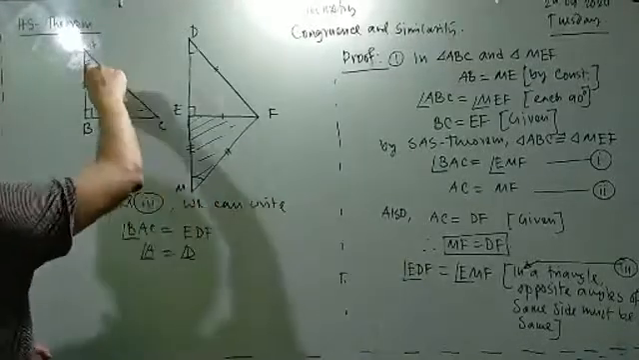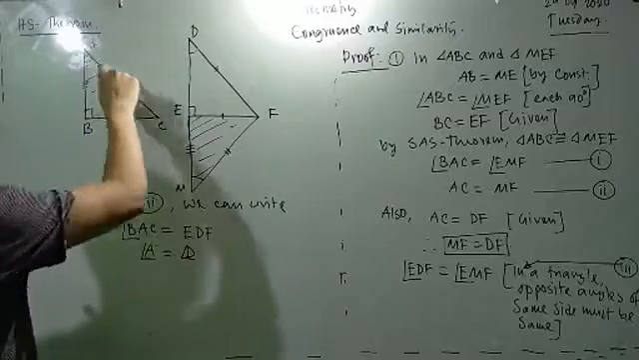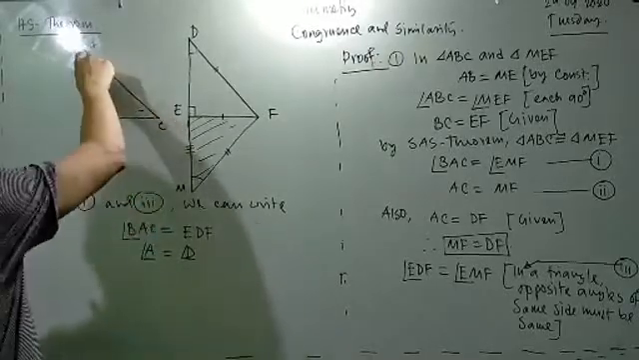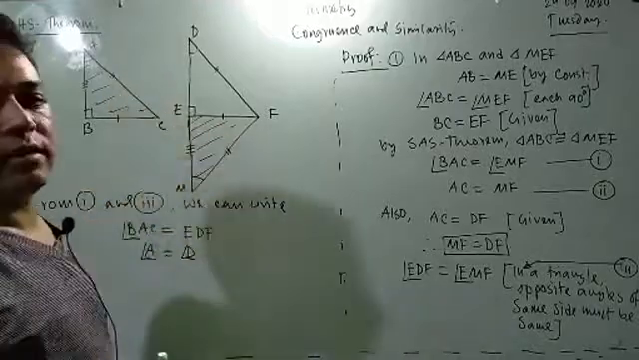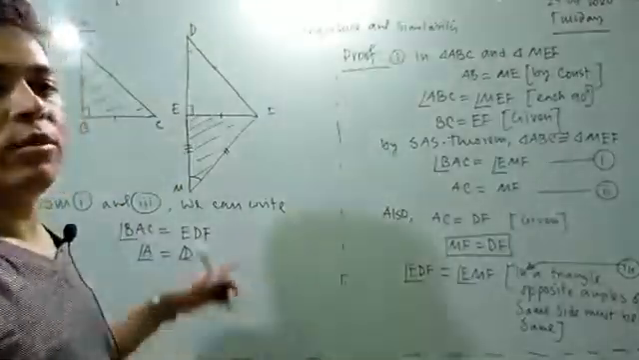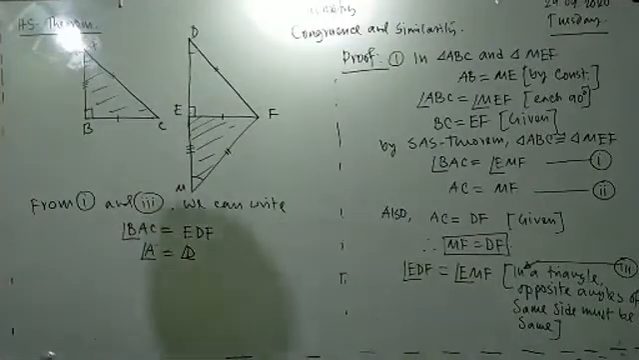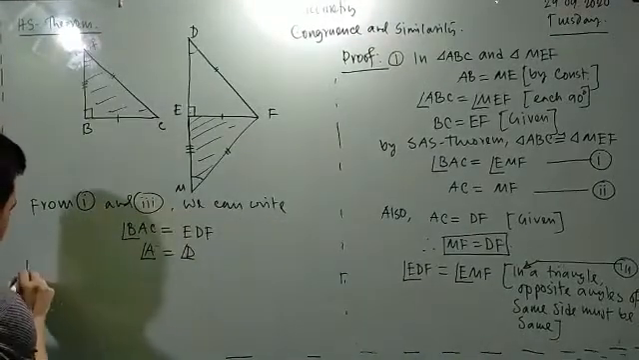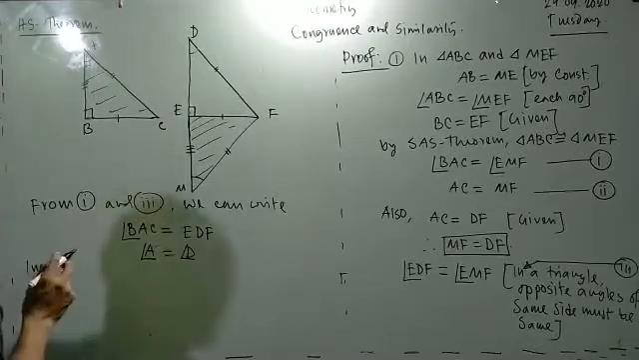Because look at that here, if we see this side and this side is equal, this angle is not included. This angle is not included, so we can't say the SAS theorem can be applied here. It is not possible to apply here. Okay, that is why we can write in the ABC triangle.